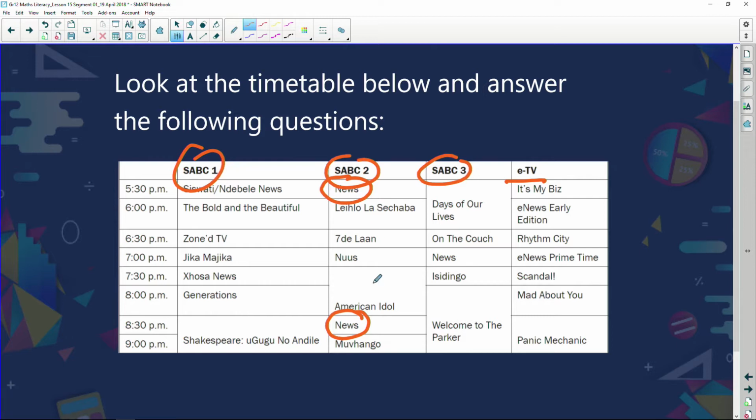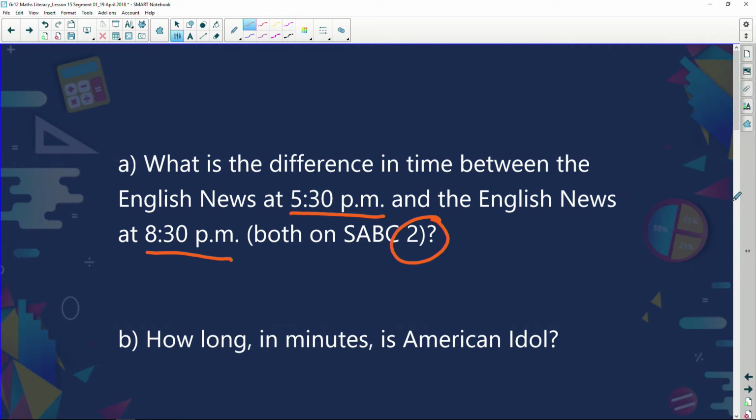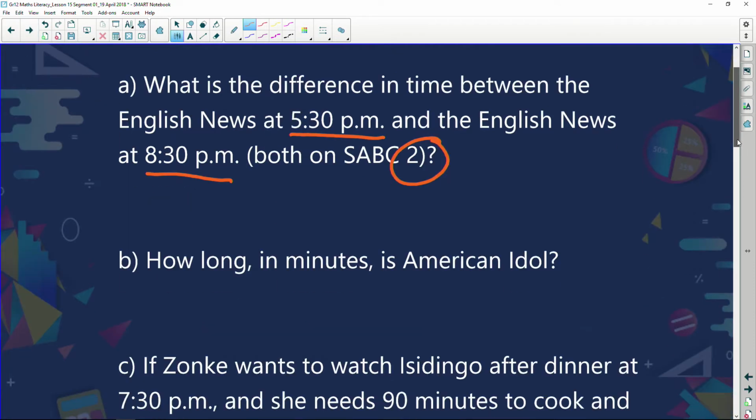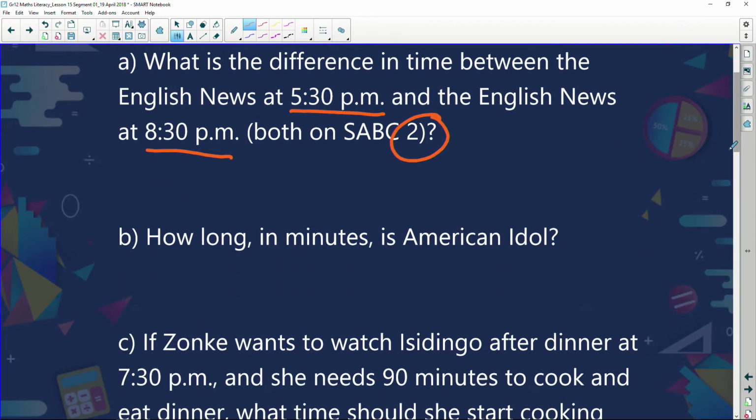Okay, so the difference between those two times, one starting at 5:30, one starting at 8:30, the difference is 3 hours. Again, very simple type questions, hey? And the answers are all on my timetable. Okay, how long in minutes is American Idol?